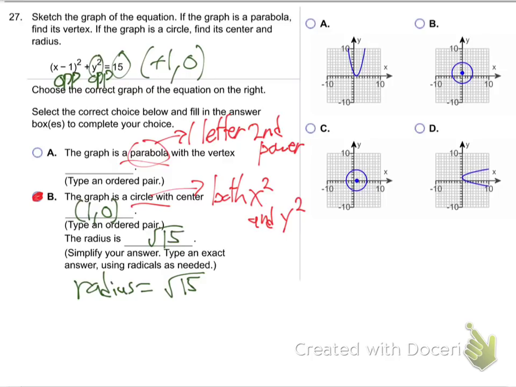So which of the circles? It's not that graph, not that graph, it's either B or C. Which one is a circle centered at 1, 0? 1, 0 is over 1, up 0. That's C, isn't it? This one has its center over 0, up 1. This one's center is 1, 0. That's right. The answer is C.